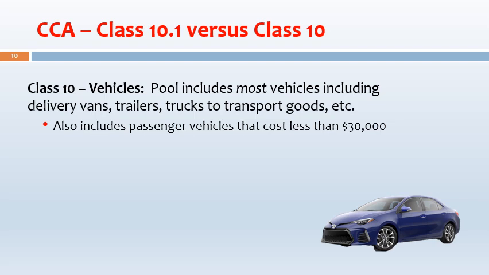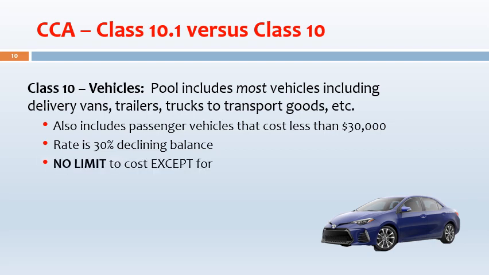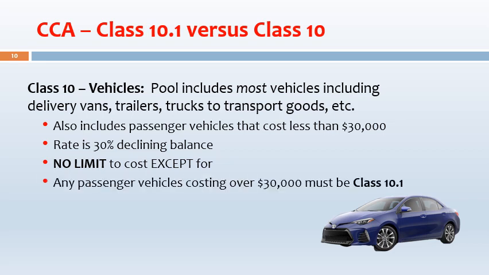The rate for the pool is 30% declining balance, except of course in the year of acquisition. There is no limit or cap to the capital cost to add to the pool, except that any passenger vehicles costing over $30,000 must be added to a separate Class 10.1 and therefore can't actually be added to Class 10. Does that make sense? I hope that makes sense. Weird, right?